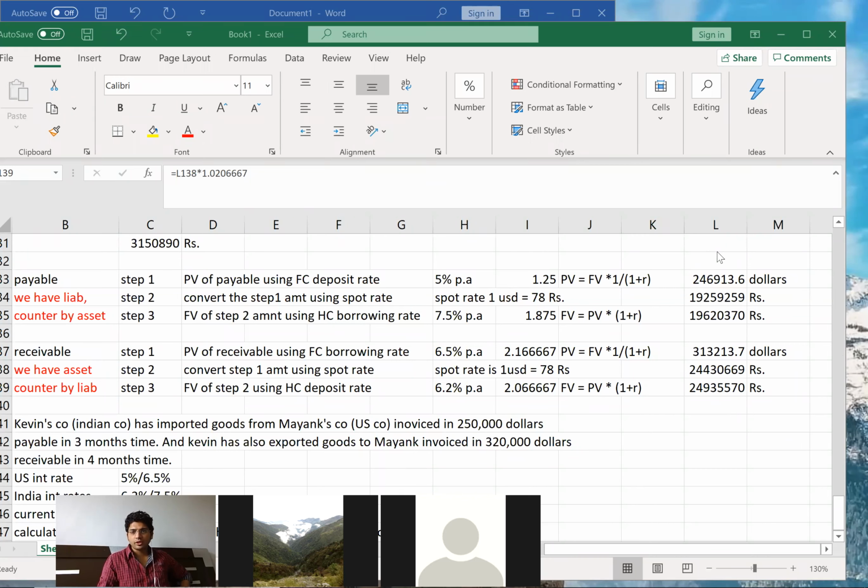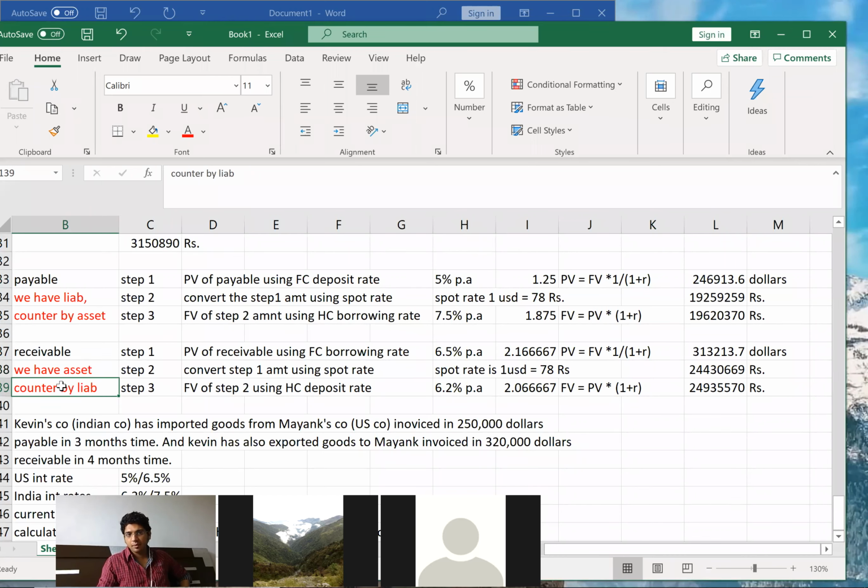If anything is not understood, ask me. I can explain it once again. Okay, so the doubt is, can you explain receivable logic once more? I'll just explain it now only. We have a receivable. We are going to receive money in the future. That means we'll have an asset in future. I don't have a 4 months forward rate now, so I will counter it by creating a liability.